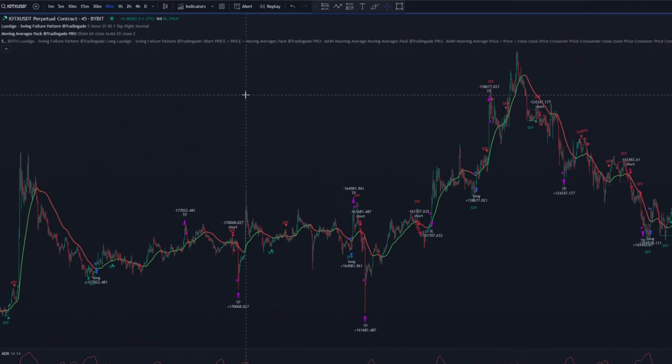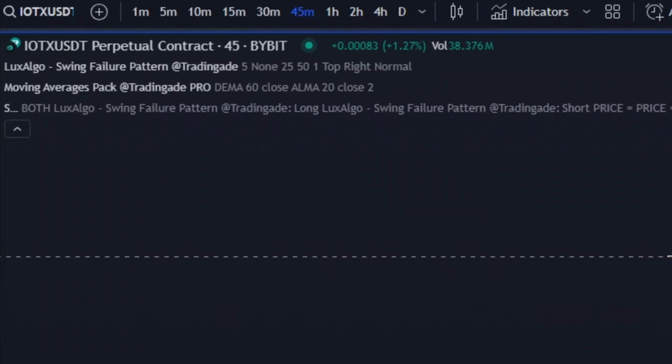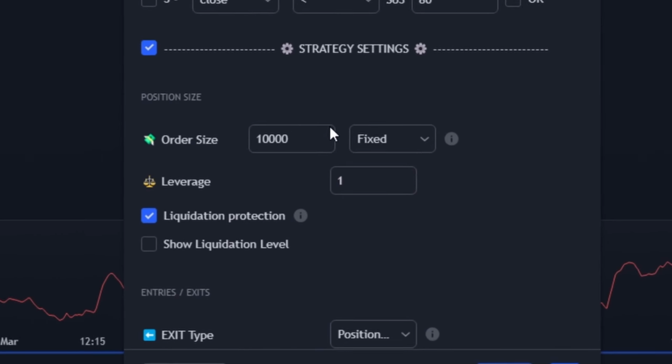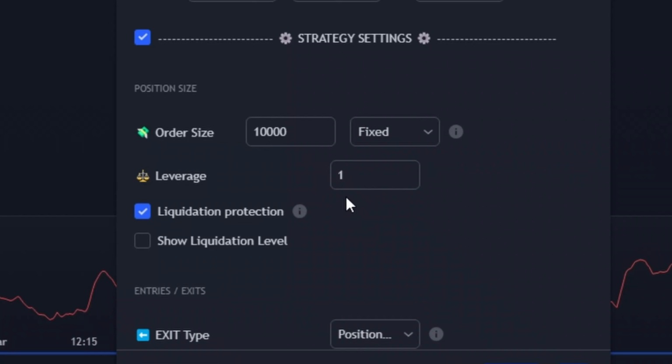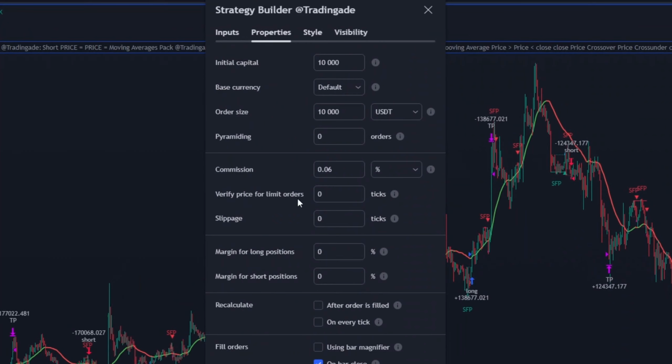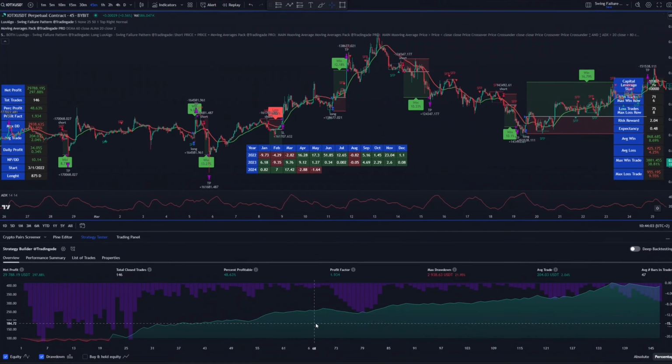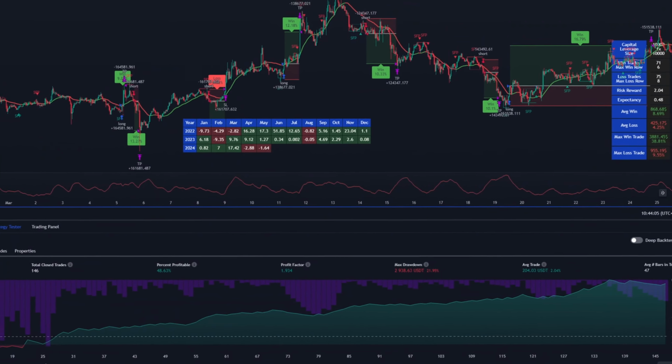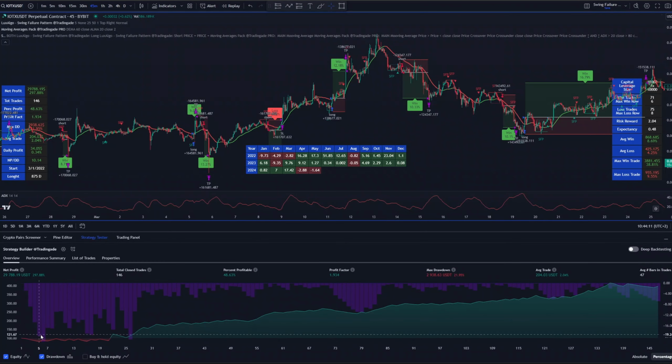We are here on IOTX USDT 45 minutes time frame on Bybit exchange. Order size $10,000 with a fixed amount, 0 leverage, so 1x leverage, stop loss ATR, risk reward of 2, and 0.06% commission. We are backtesting with an initial capital of $10,000, and as you can see, we have a really good equity line. In the beginning of the equity, we have a drawdown period, which by the way, the maximum drawdown is 21.95%, which is not so high, and then in this final phase we have another short drawdown period.